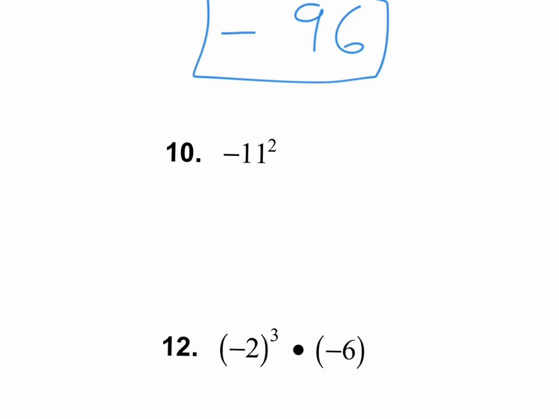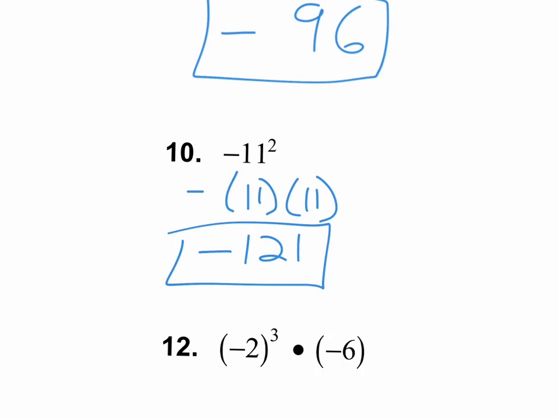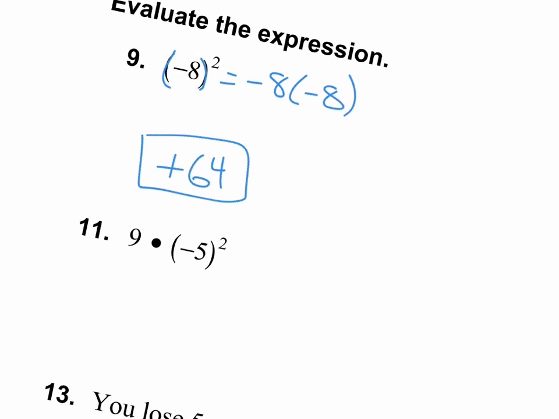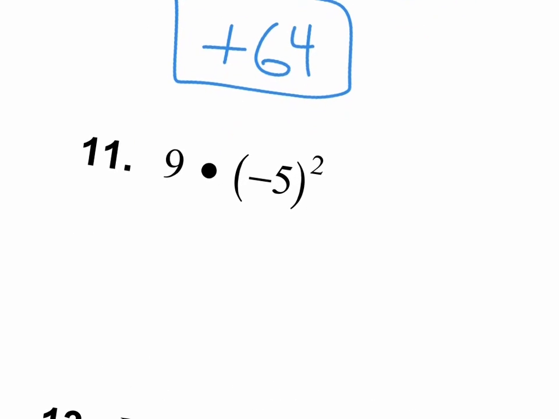Alright, so if I rewrote this, the negative sign is on the outside, so that negative is not being squared. It's just that 11. So all I'm doing is 11 times 11 and then times that negative. So 11 times 11 is 121, and then I still have that negative out front, okay? So be careful. The difference between these two problems, negative 8 is in the parentheses on number 9, negative 11 is not in the parentheses. So 11 is just being squared, not the negative sign, okay? The whole thing, if you are squaring the negative sign, it will be in parentheses, okay?